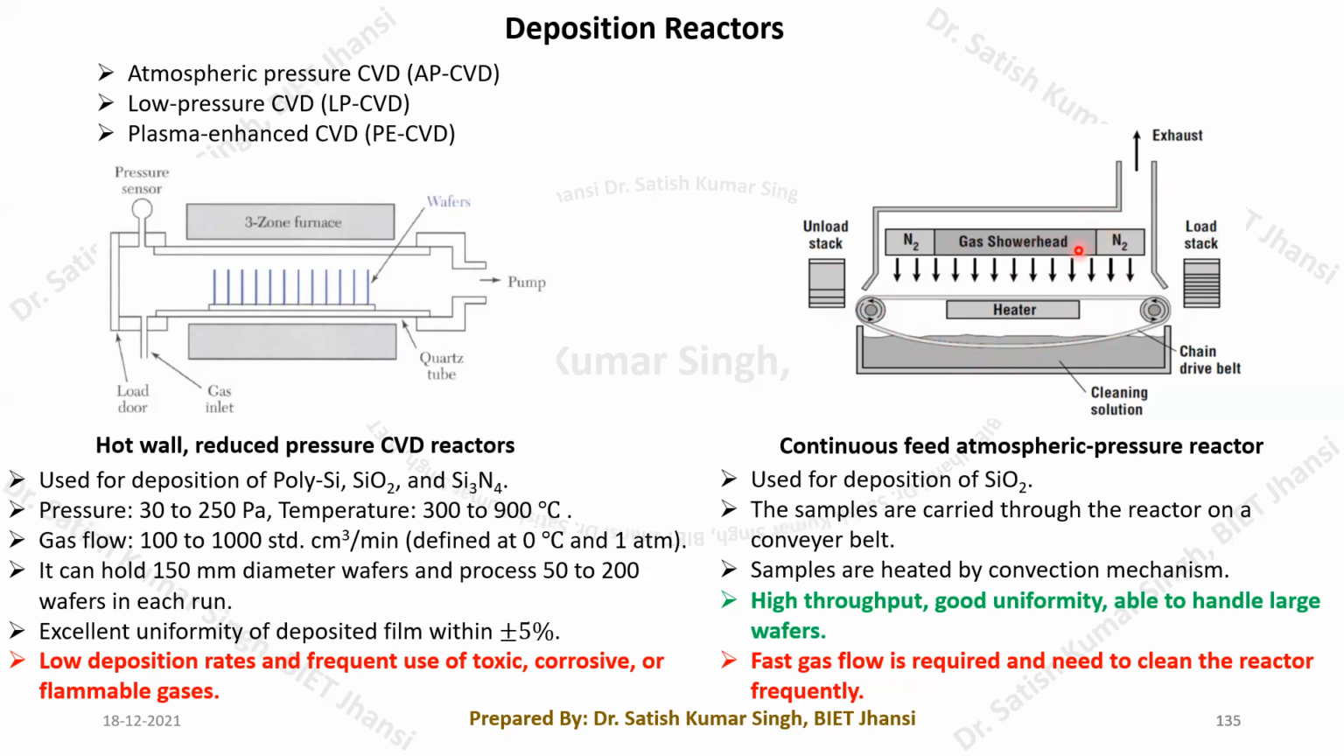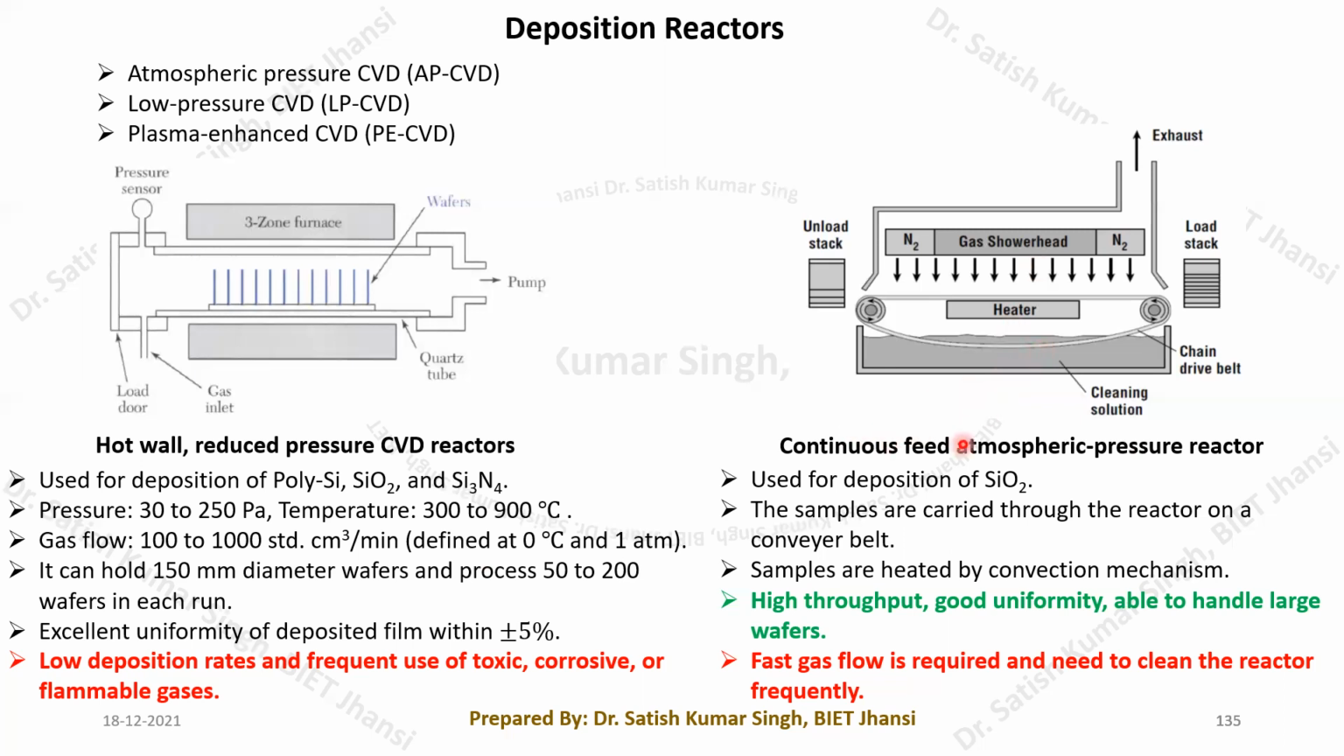All the byproduct gases will be taken out from this side. This mechanism is generally used for deposition of SiO2. The SiO2 layer can be deposited by having this. The advantage of this system is that we can have very high throughput. It will be able to handle large wafers also, with good uniformity.